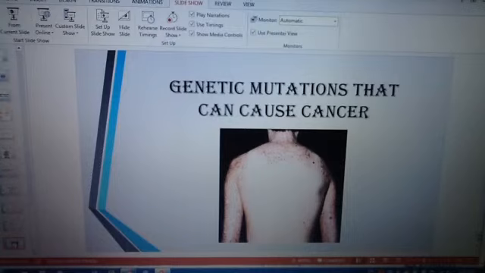So we've talked about the gene mutations that can cause cancer. So, have you memorized all of this? We'll see.